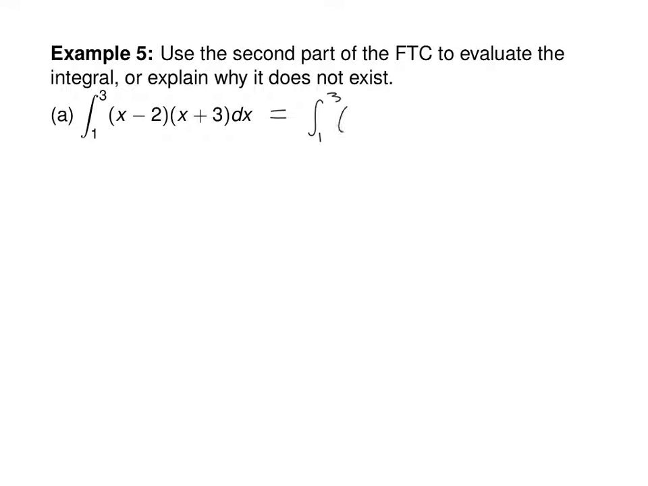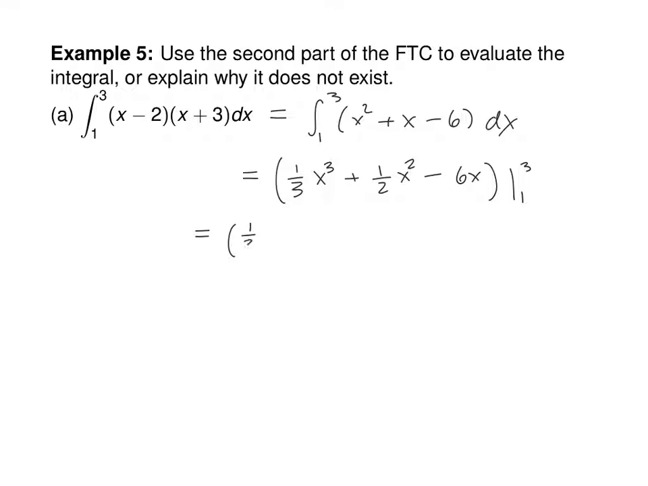So that's going to be x squared plus x minus 6. I just combined like terms. Is that okay? Because x squared minus 2x plus 3x minus 6. So now can you find an antiderivative? Yeah. What's the antiderivative of x squared? Good job. 1/3 x cubed plus, and then minus. Great. From 1 to 3.